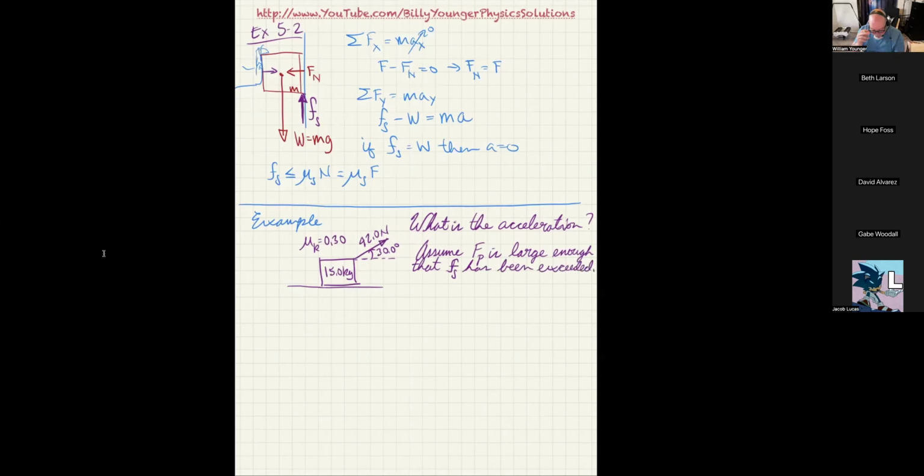So I'm using the fact that this example was done before, and they already showed that the force was sufficient to overcome the static friction, and therefore I know the active friction force that's going to occur is going to be the kinetic friction. So now all I have to do is solve the problem.